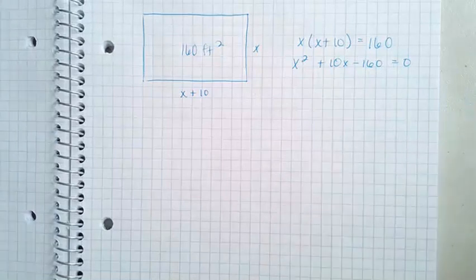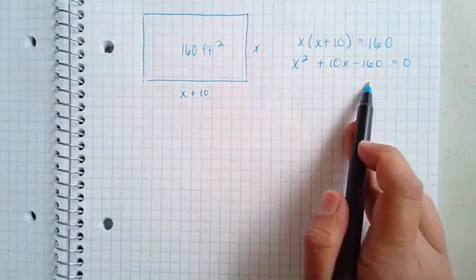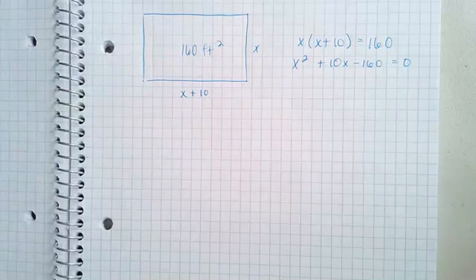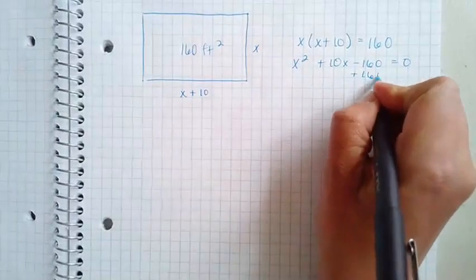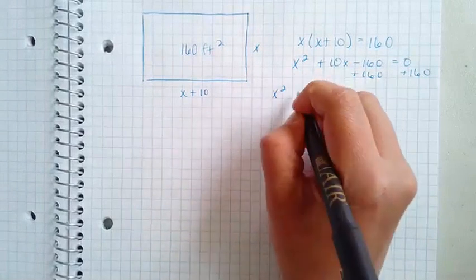The good news is the method I'm about to use, even if this could have been factored, completing the square will still get you the right answer. It's not like it'll be wrong. Whereas if it can't be factored, you can't move forward with factoring. Okay, so if I look at this, I'm going to move the 160 back. And then I'm left with x squared plus 10x.